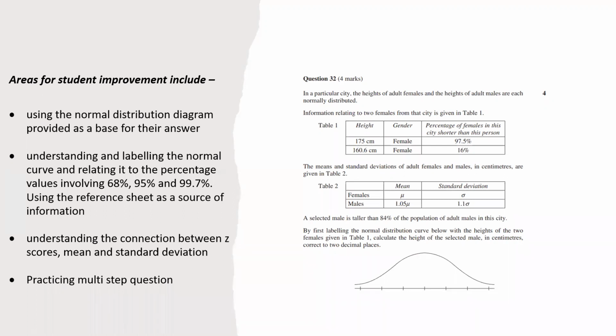Students also need to understand the connection between the z-scores, the means, and standard deviation. So how that whole normal distribution works. They had to be able to produce the whole range gamut of the outcomes in that.